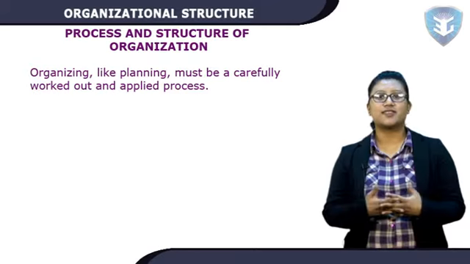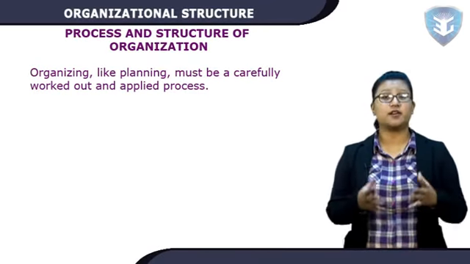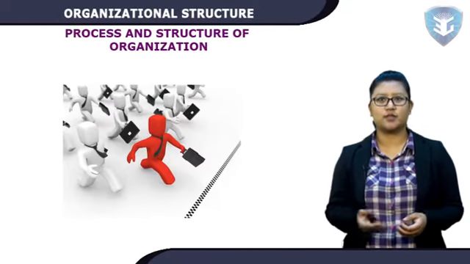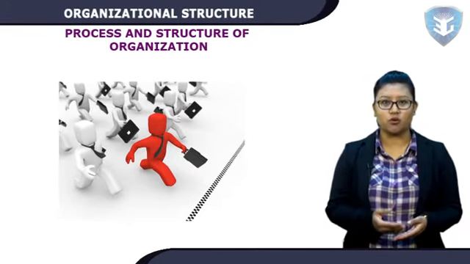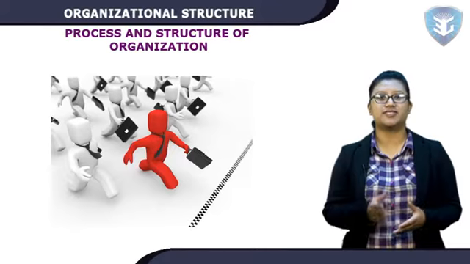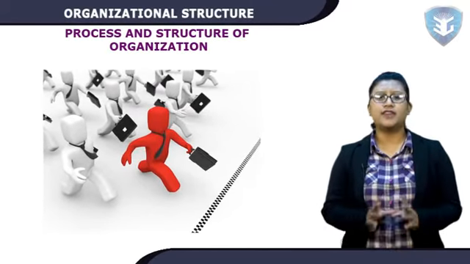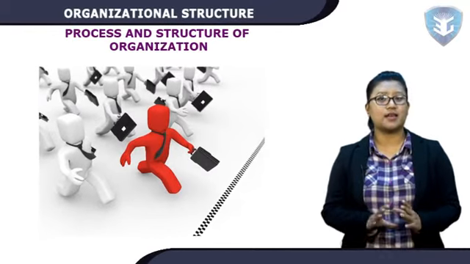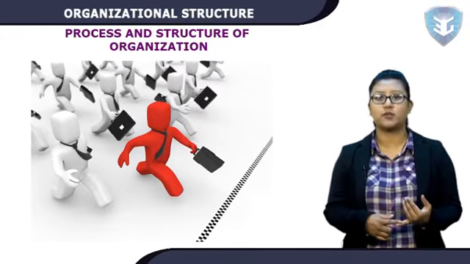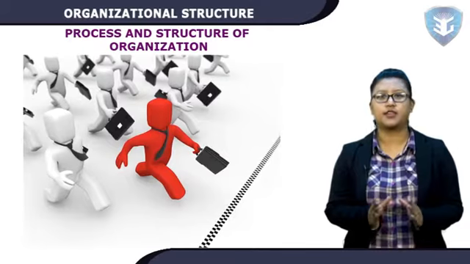Let us now discuss the process and structure of organization. Organizing, like planning, must be a carefully worked out and applied process. This process involves determining what work is needed to accomplish the goal, assigning those tasks to individuals, and arranging those individuals in a decision-making framework. Organizational structure: the end result of the organizing process is an organization, a whole consisting of unified parts acting in harmony to execute tasks to achieve goals both effectively and efficiently.